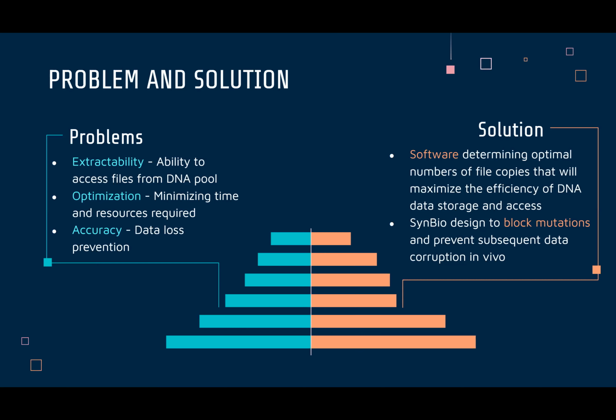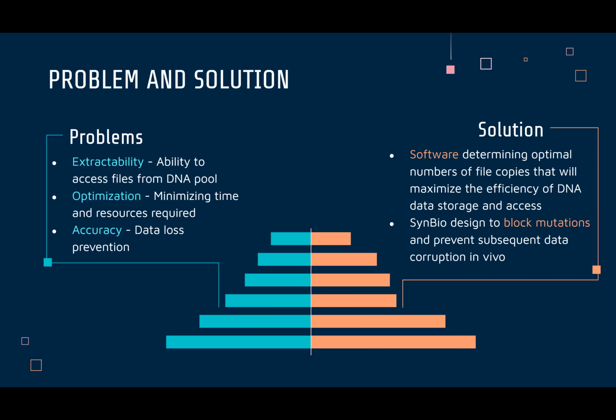We don't want to make too many copies of files because that will take up resources, but we want enough to where we can still access files. And finally, accuracy. We want to make sure that our data is not corrupted and that we don't lose access to files. So our solution is to build a piece of software that can determine the optimal number of file copies to maximize the efficiency of DNA data storage and access.